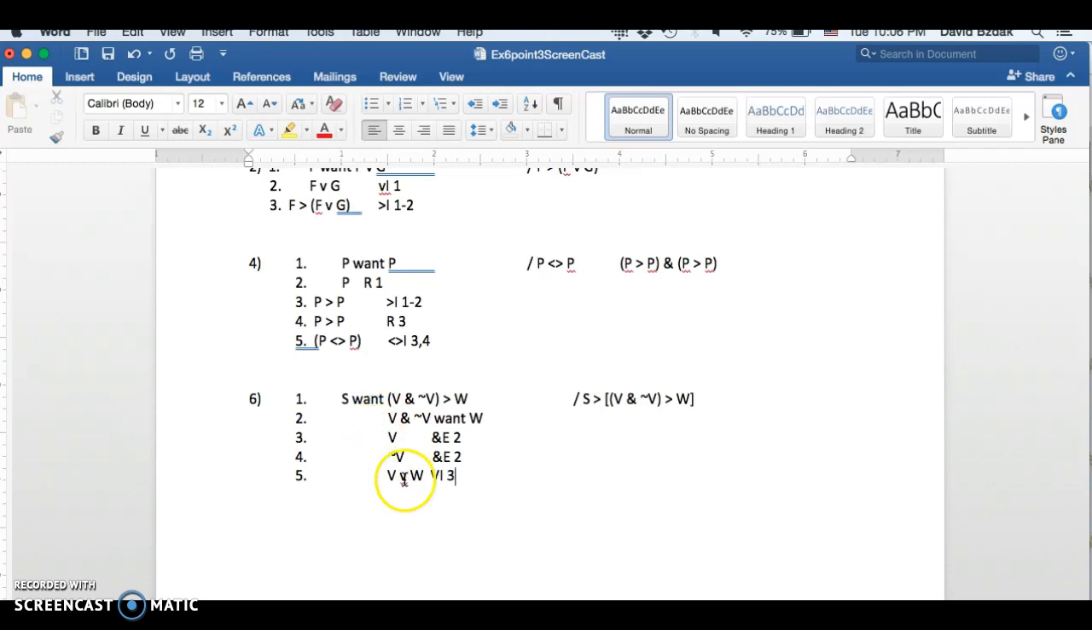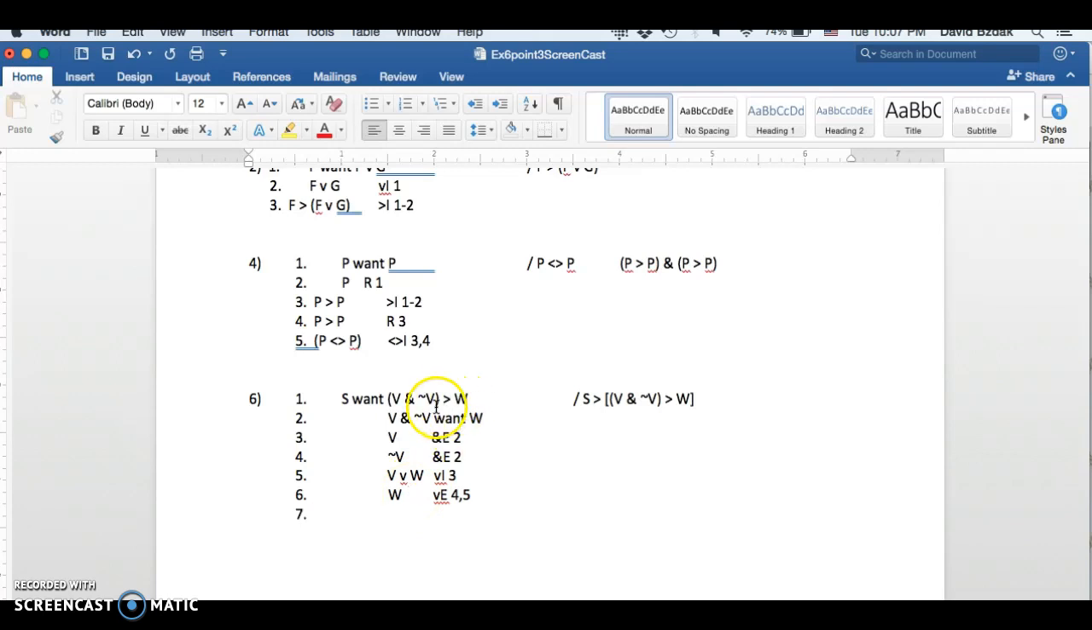So we had V up here. Disjunction introduction tells us if we have a sentence like V, we can put that into a disjunction with any other sentence. Because if V is true, this whole disjunction is going to be true. Now we can get W by disjunction elimination of 4 and 5. 5 is a disjunction. 4 is the negation of one of the disjuncts. That gives us the other disjunct.